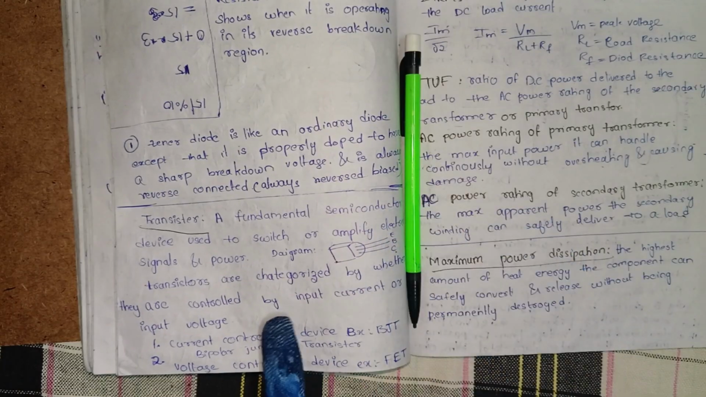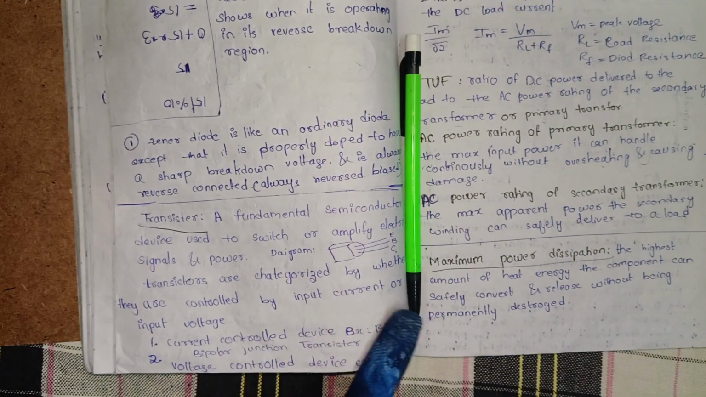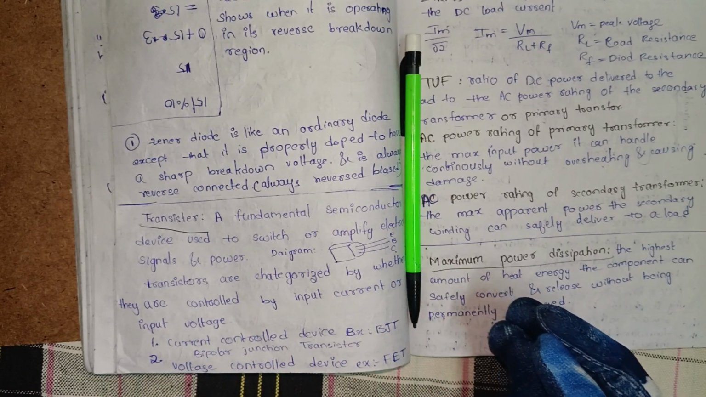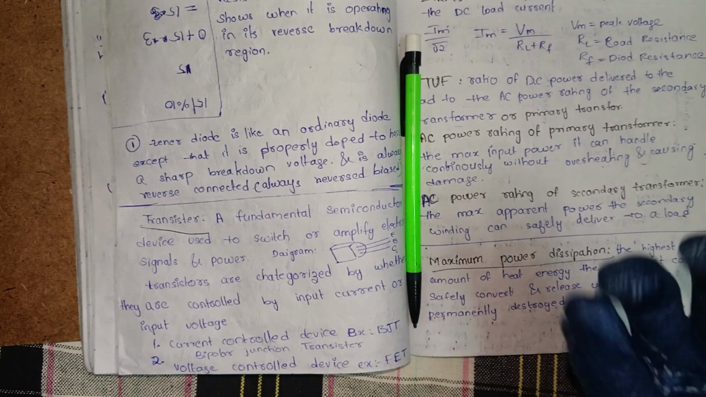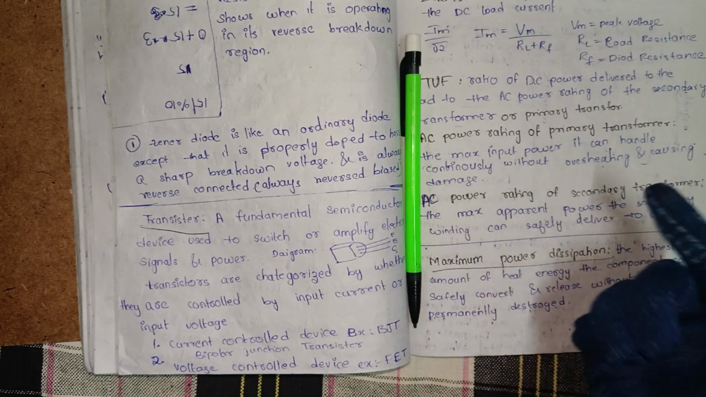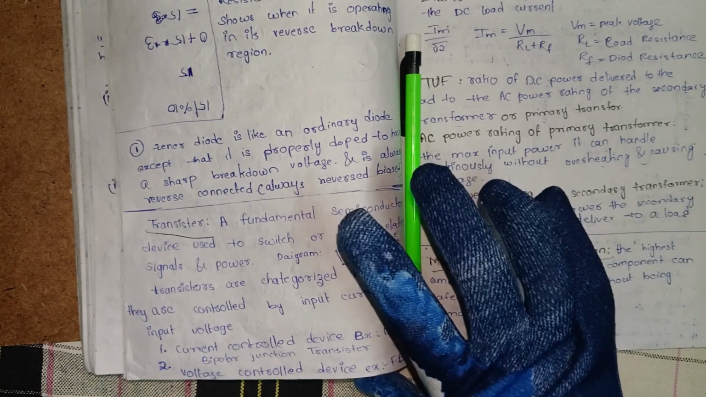And then transistors are categorized by whether they are controlled by input current or input voltage. If they are controlled by input voltage, then they are called voltage control devices. Example, FET, field effect transistor. If they are controlled by input current, then they are called current control devices. Example, BJT, bipolar junction transistor.